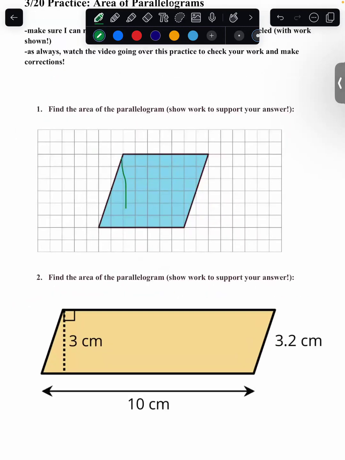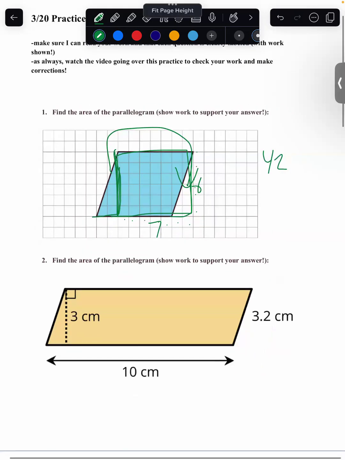On this one, a perfectly good way to support your work is to say, okay, I'm going to move this guy over here, makes this a rectangle, right? So then now we have a rectangle that is 1, 2, 3, 4, 5, 6, 7 squares. And then it's 1, 2, 3, 4, 5, 6 squares. 7 times 6 is 42 squares. So 42 square units. And we'll put U in for units. Okay. That would work.